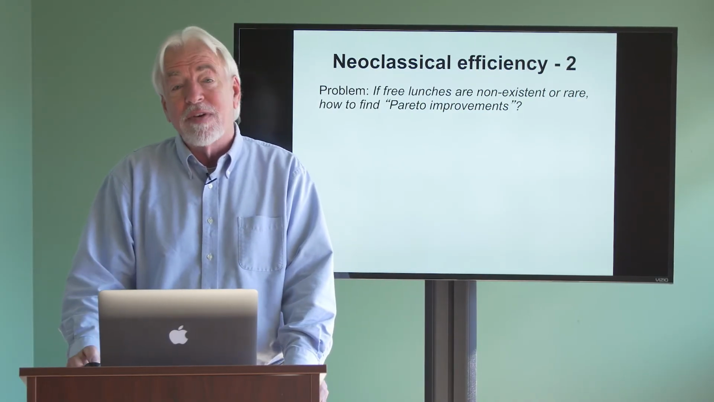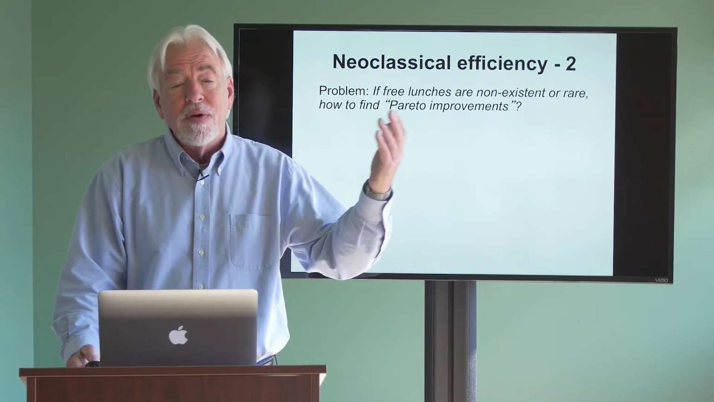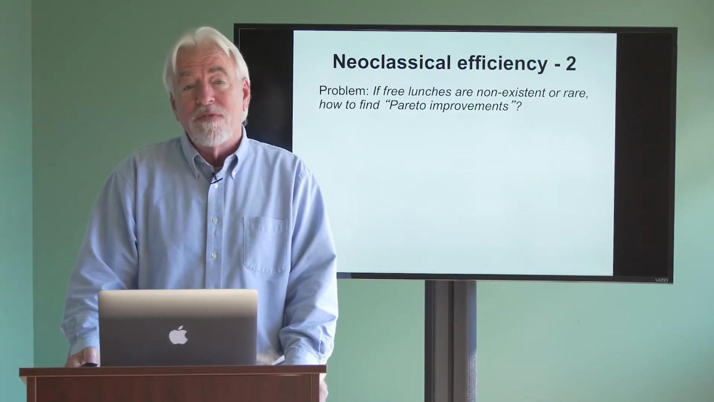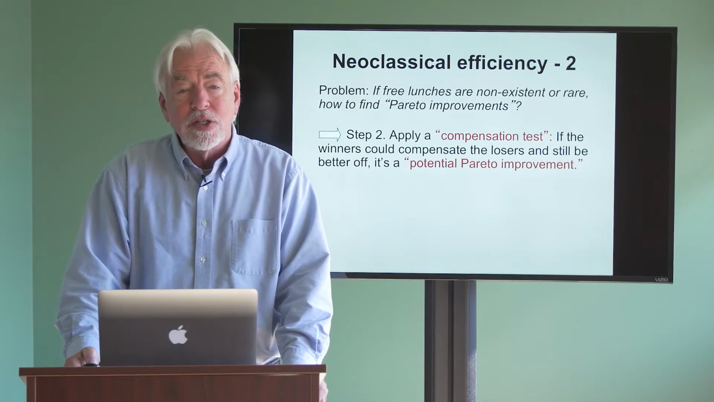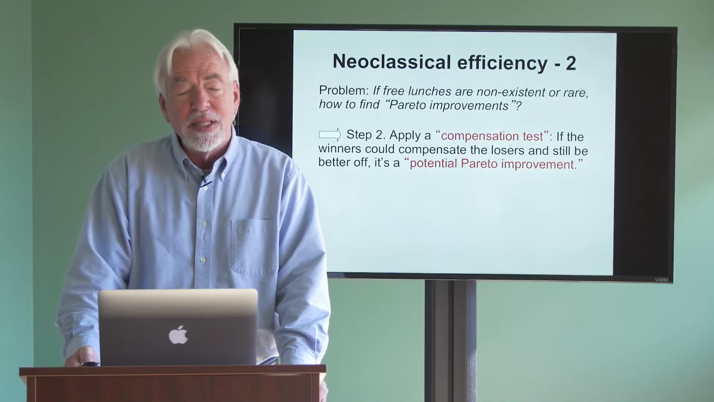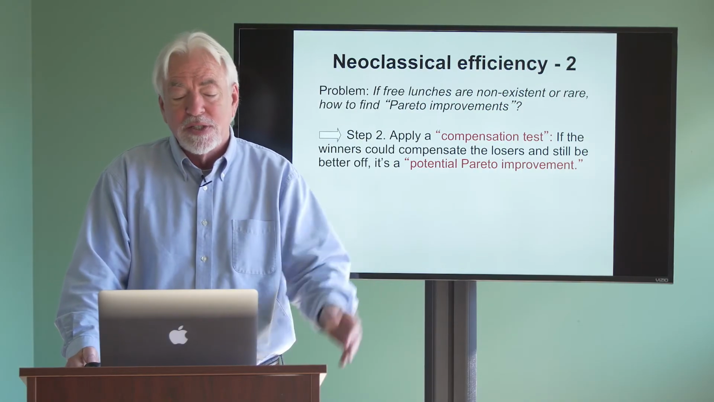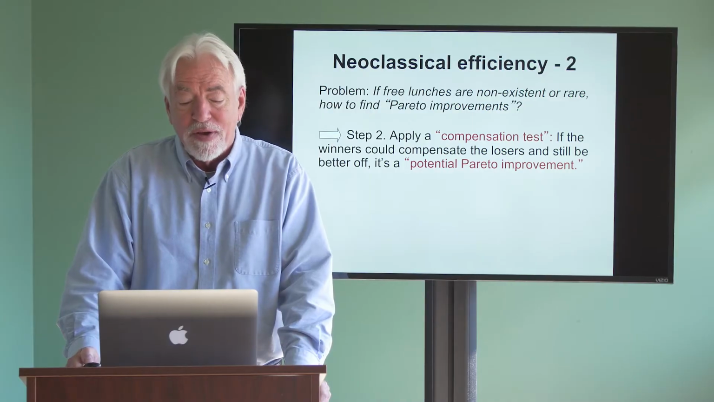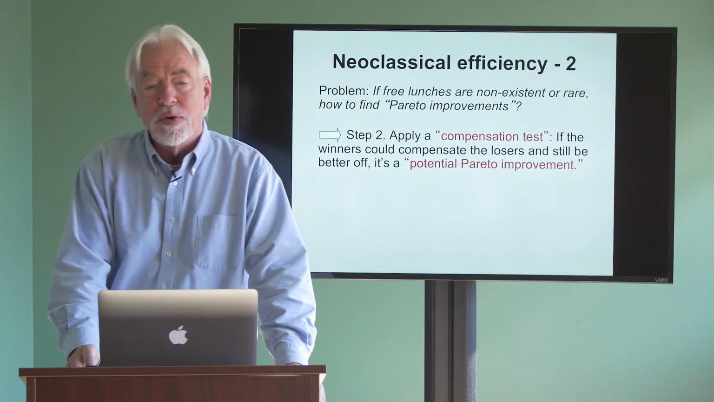If you're going to protect the environment, that may help a lot of people, but certain people who are profiting or benefiting from being able to degrade the environment at no cost get made worse off when you try to protect the environment. So the second step that the neoclassical economists came up with was something called a compensation test. And the idea was that if the winners, if those made better off by a social decision, could compensate the losers, those made worse off, and still be better off themselves, it's what's called a potential Pareto improvement.